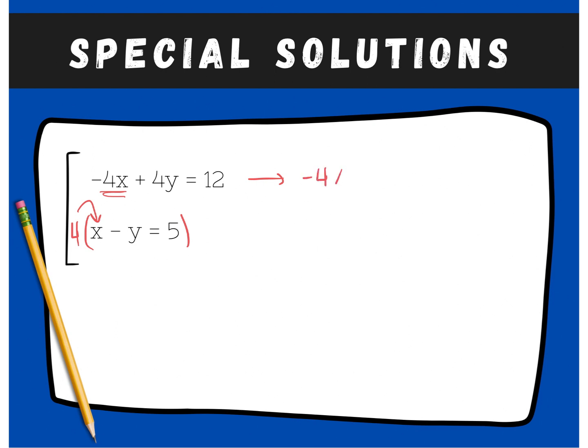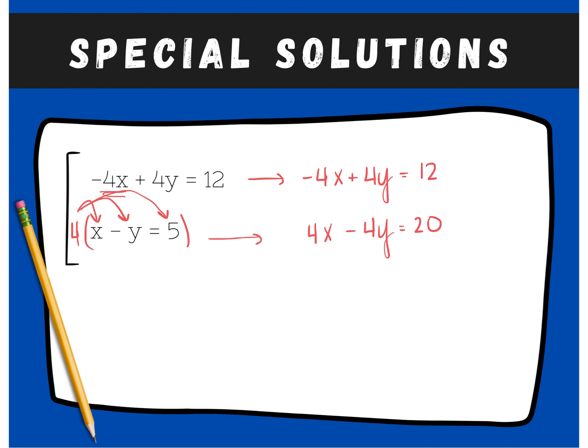I'll go ahead and keep my first equation the same. I could multiply both equations, but sometimes that makes things more complicated than necessary. On the second equation, I'm going to multiply, and I'm going to multiply everything. So I'm multiplying my y also, and I'm multiplying my 5.